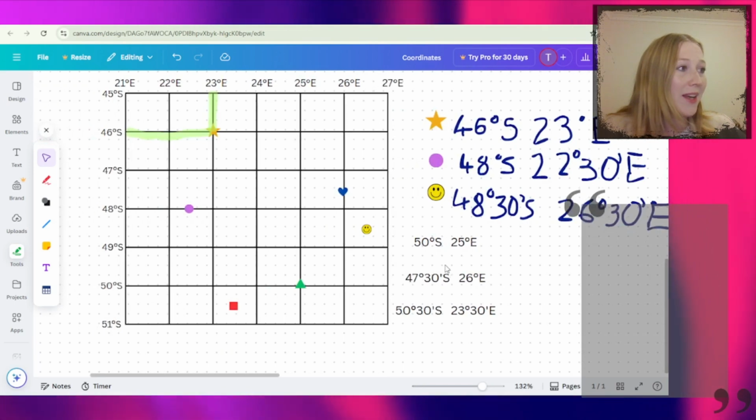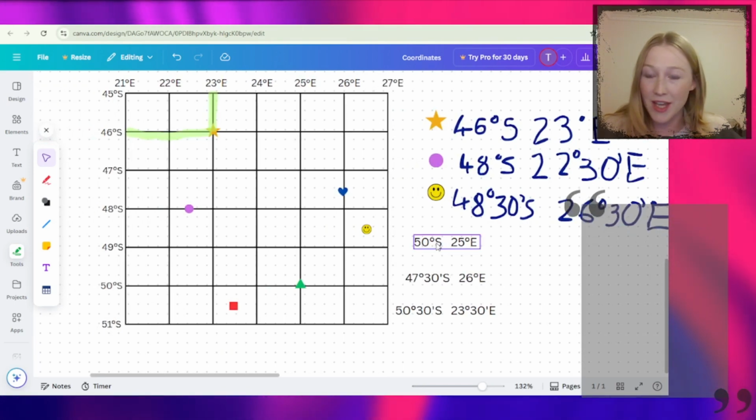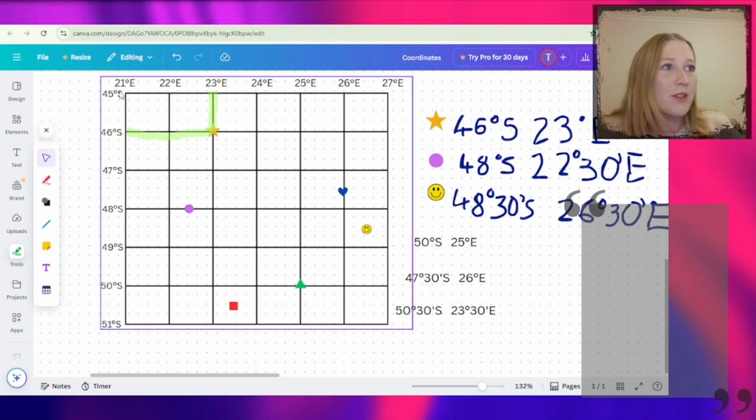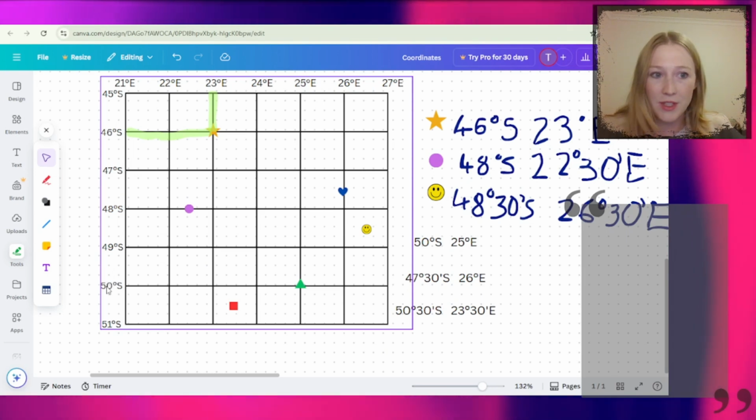The first one luckily still looks nice and easy. It doesn't have any minutes in it yet. So let's do that one. 50 degrees south. Okay, so here's the south. There we go. There's 50 degrees.